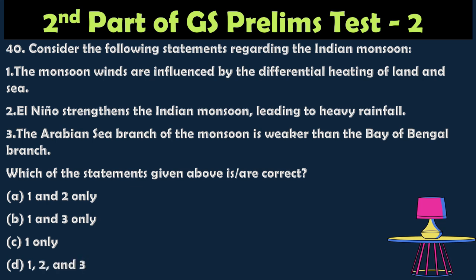The Indian monsoon is influenced by the differential heating of land and sea. That is correct, so statement 1 is correct. El Nino weakens the monsoon, leading to drought conditions in India, so statement 2 is incorrect. The Arabian Sea branch is equal to the Bay of Bengal branch, it is not weaker than the Bay of Bengal branch, so statement 3 is also incorrect. So only statement 1 is correct, and option C is the correct answer.